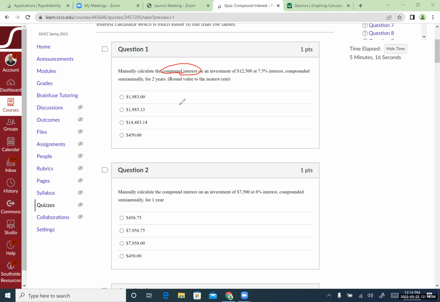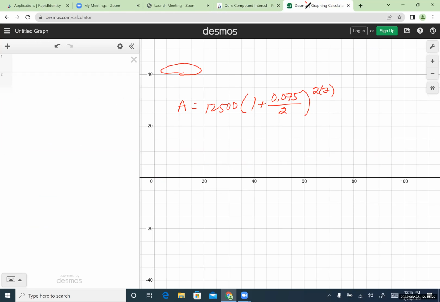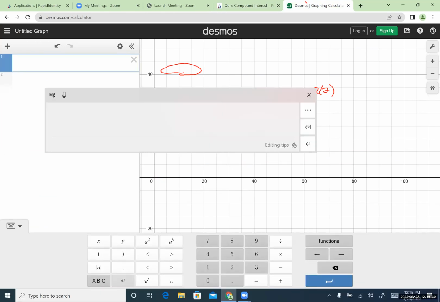The amount's going to be, in this case, the principal, $12,500, times 1 plus the rate, which is 7.5% written as a decimal, looks like that, divided by the number of times it compounds per year, semi-annually, so that's twice a year, for 2 years, times 2 times a year. So that's what we get. And I'm going to get my trusty old calculator out here. We don't need that parabola.